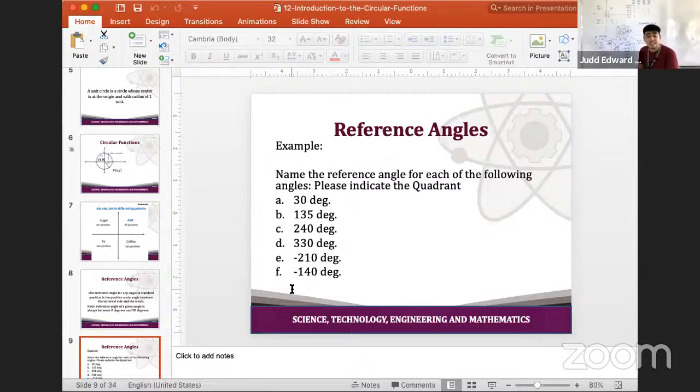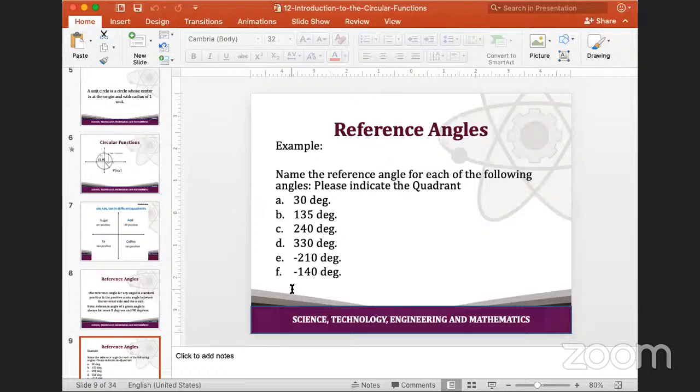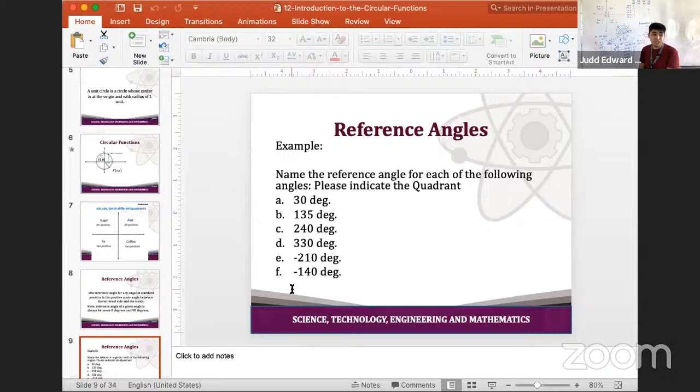Bakit si 60? Kasi nasa x-axis siya. Maliwanag. Kung sino yung nasa x-axis, yun palagi yung kukunin natin. Therefore, the reference angle of 240 degrees is 60 degrees. Okay? Next.